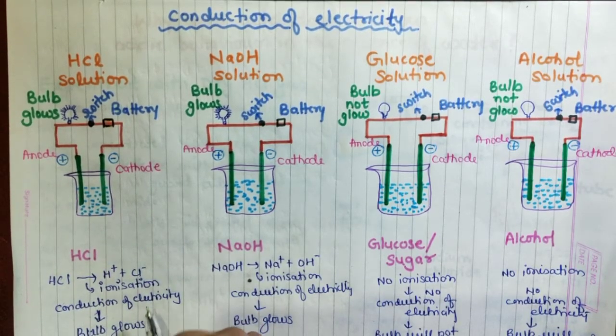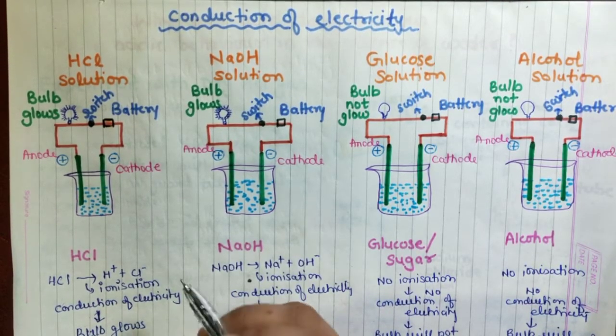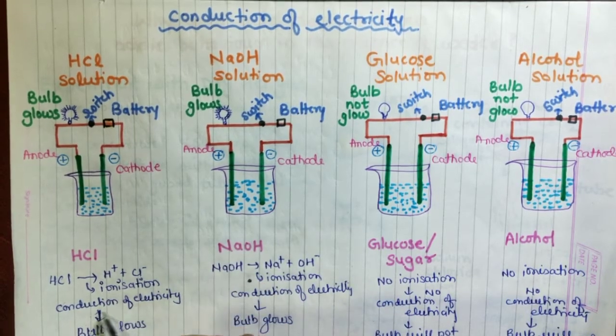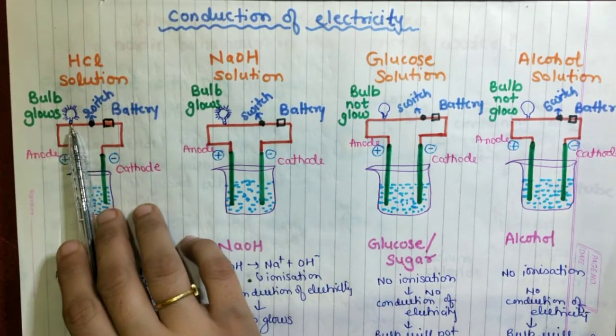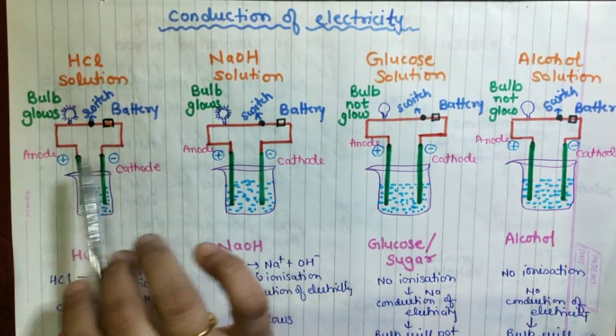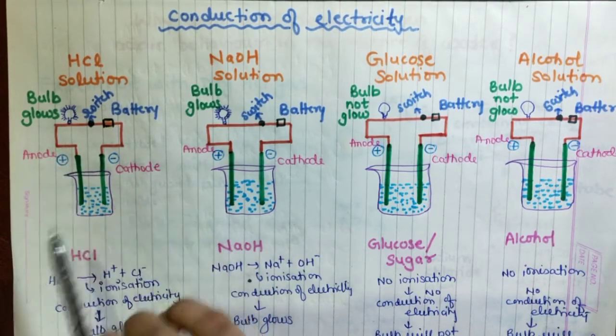Due to this attraction, what will happen, students? The ions will be moving. If the movement of ions is taking place, that means electricity is being conducted. And how can we see that electricity is conducted? The bulb attached to this circuit or setup will start glowing.